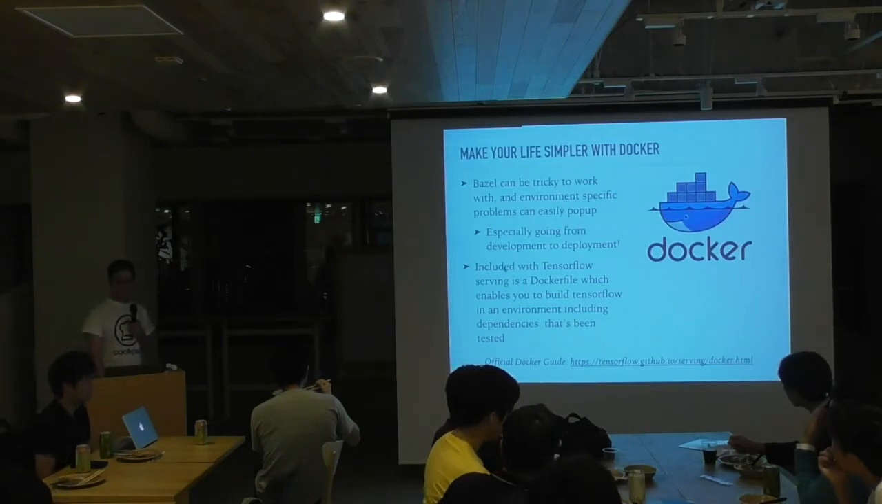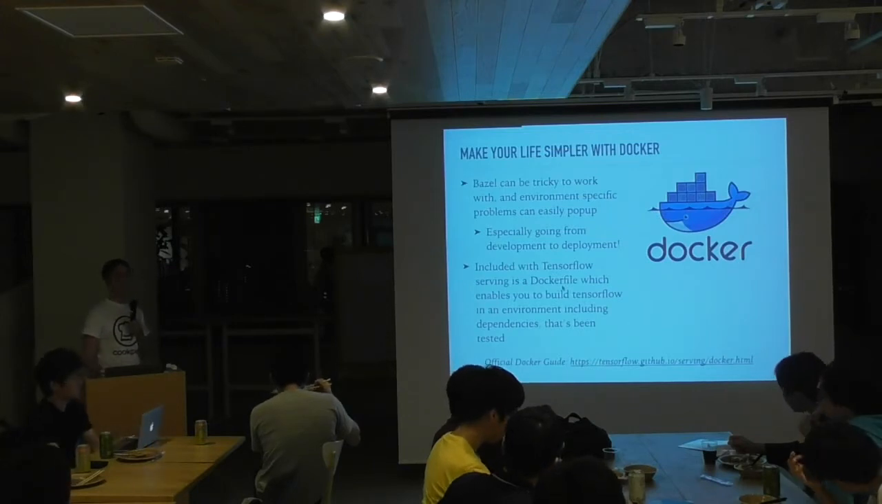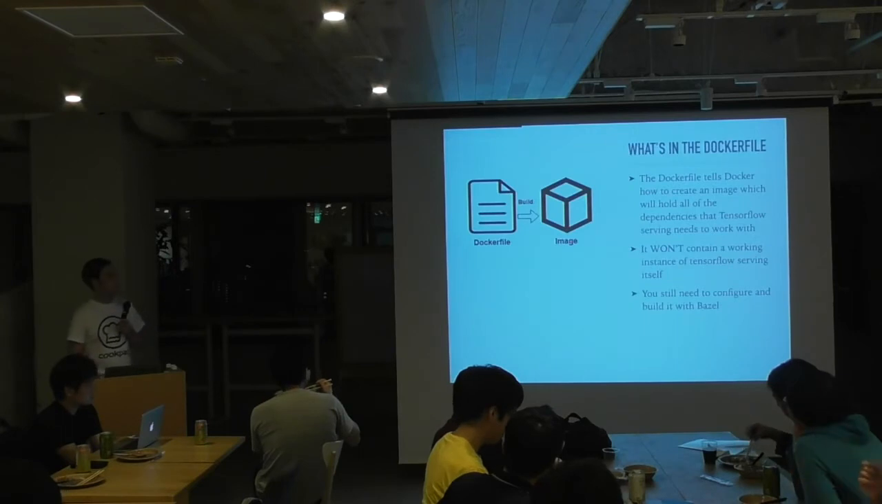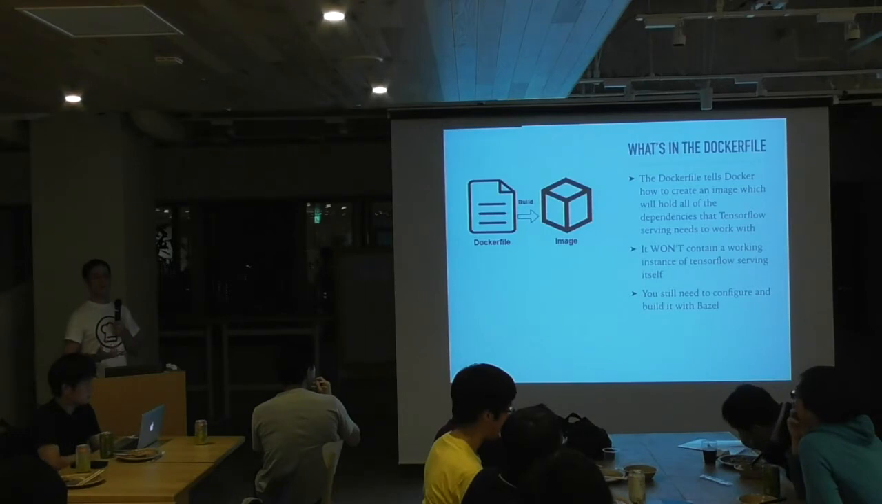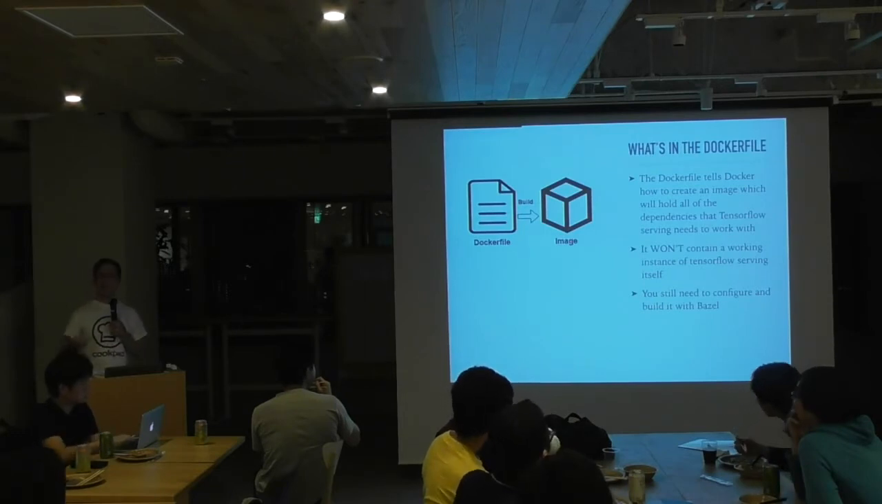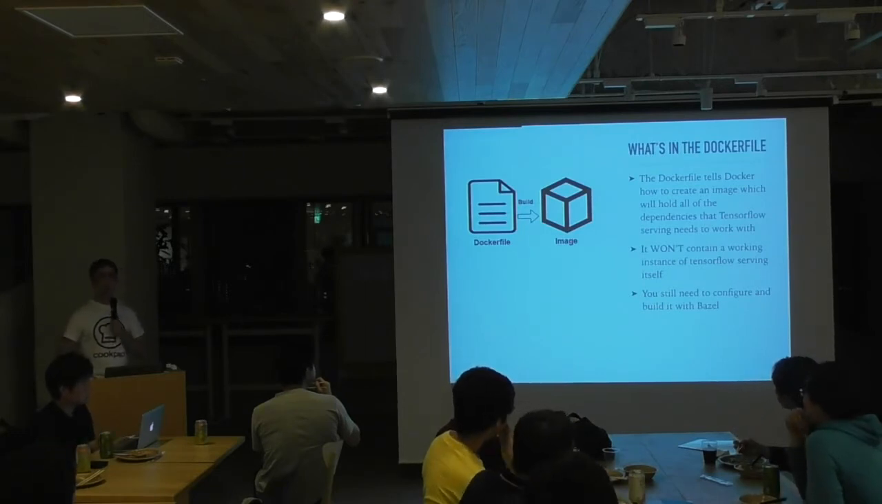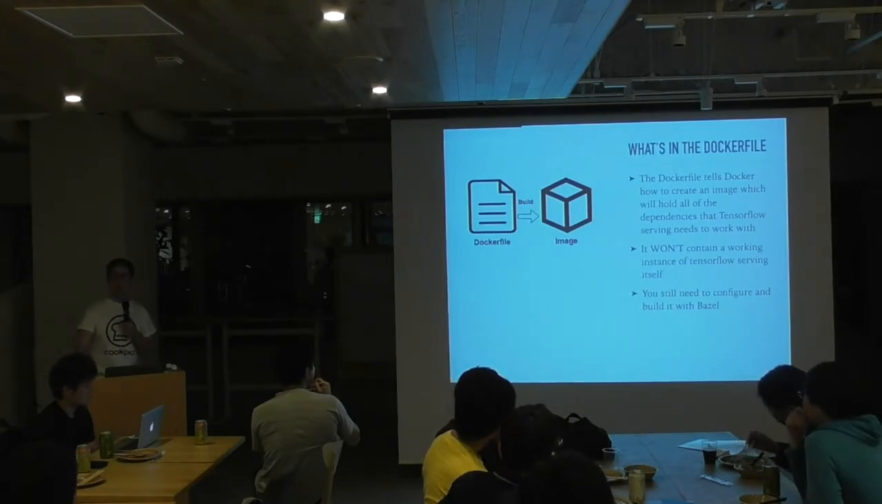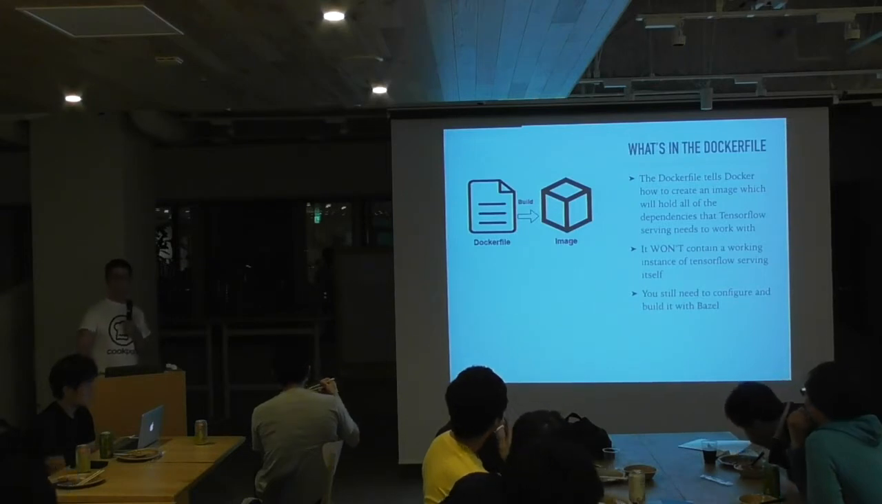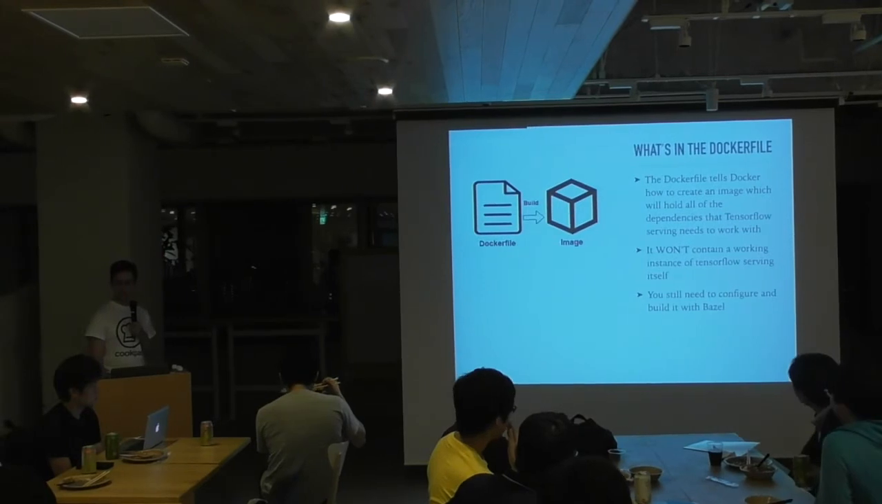So they include the Dockerfile that allows us to build the server and build the client. So what the Dockerfile does is it basically defines the infrastructure. So it tells Docker how to create this virtual image that holds all of the dependencies and all of the things that TensorFlow and TensorFlow Serving depends on. It doesn't actually contain the pre-built TensorFlow Serving itself, and you still need to use Bazel, but you can be pretty sure it's going to work because they've tested the infrastructure ahead of time.